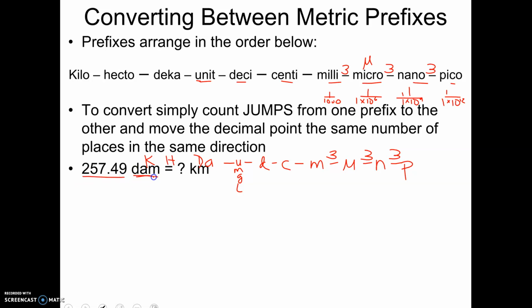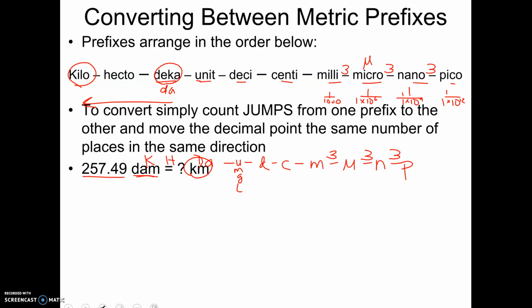257.49 decameters, dA, that's this one, to kilometers. Here's how you solve this. It's really easy. You just have to practice. So once you have your prefixes written out, we find deca first. That's here. Now we find kilo. That's here. Which direction do we need to go to get to kilo? We have to go to the left.